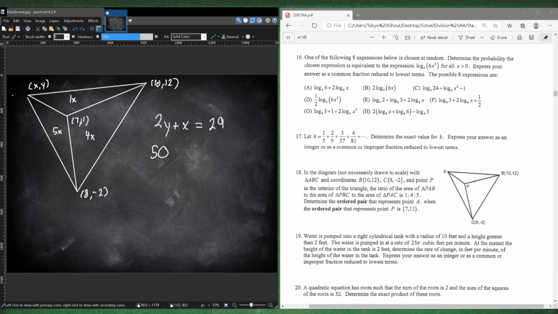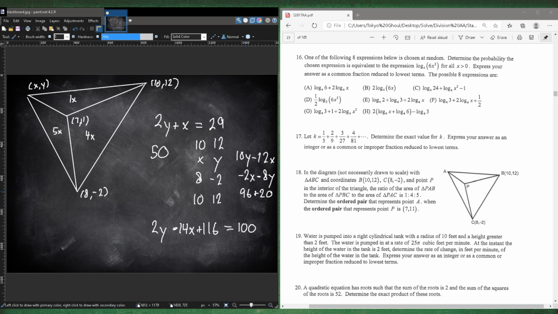So using the shoelace theorem, we have 10, 12, x comma y, 8, negative 2, 10, 12. So we have 10y minus 12x, negative 2x minus 8y, and then 96 minus negative 20, which is plus 20. So we have 2y minus 14x plus 116. Half of that should equal 50. So twice of that would be 100. So it's equal to 200.